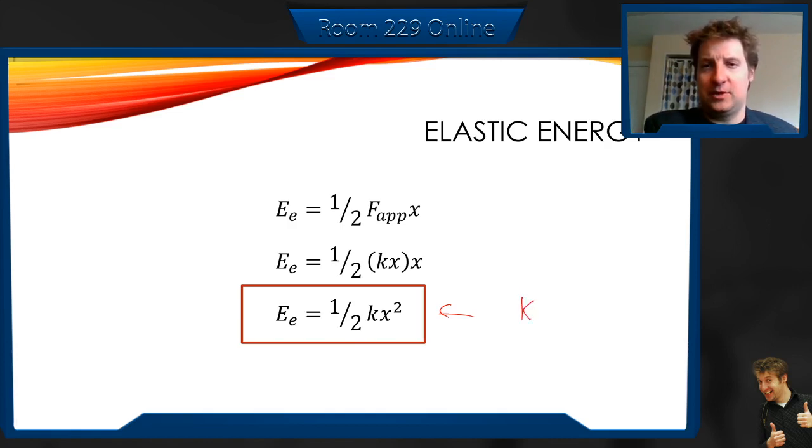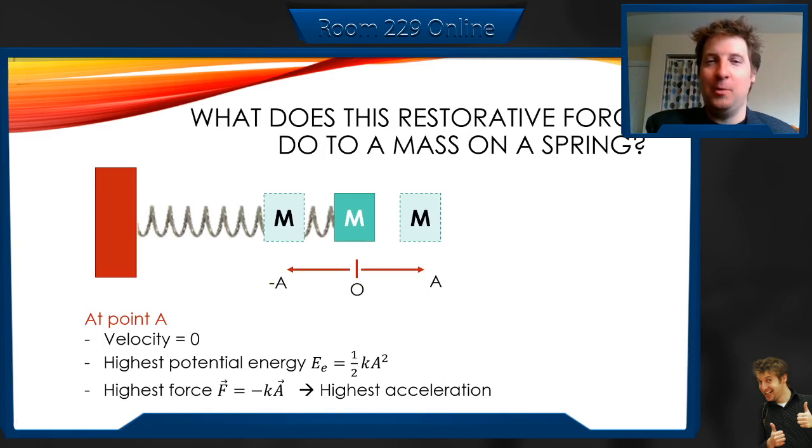Notice this is very similar to our half mv squared idea from kinetic energy. It looks sort of the same, but it's based on slightly different principles. Okay, a lot different principles. This is a way that we can define elastic energy. What does this mean to the actual motion of the spring and how much energy we have?